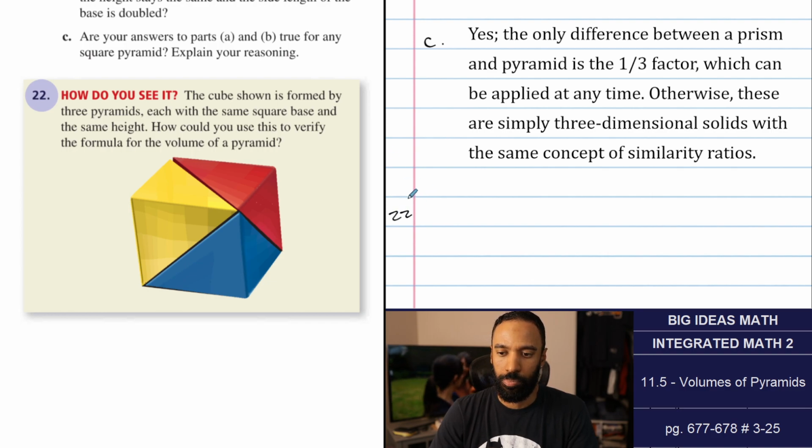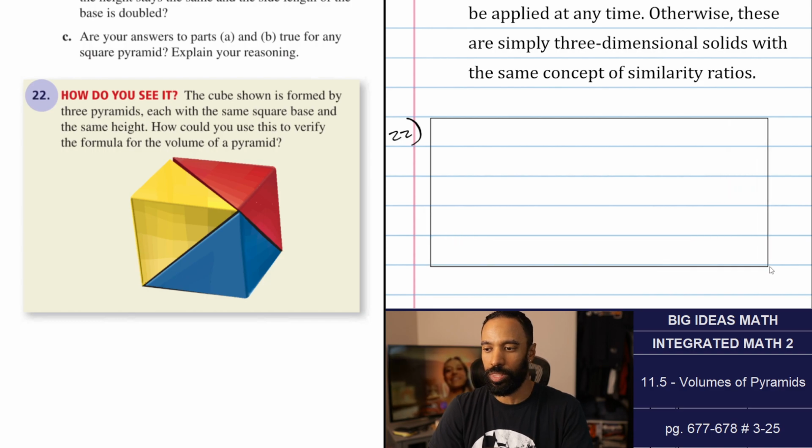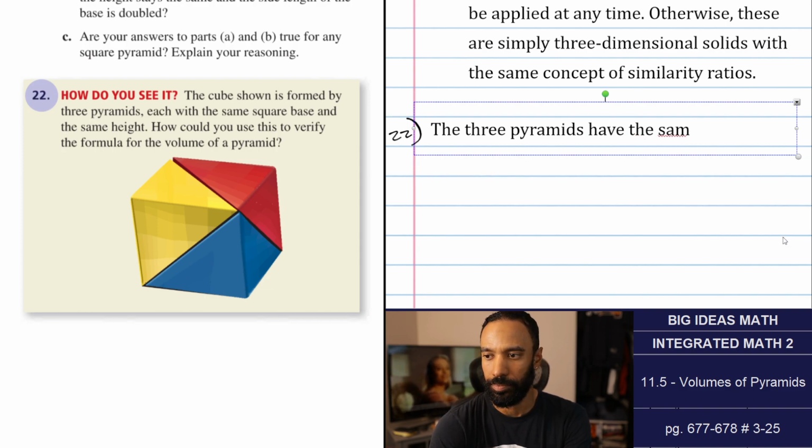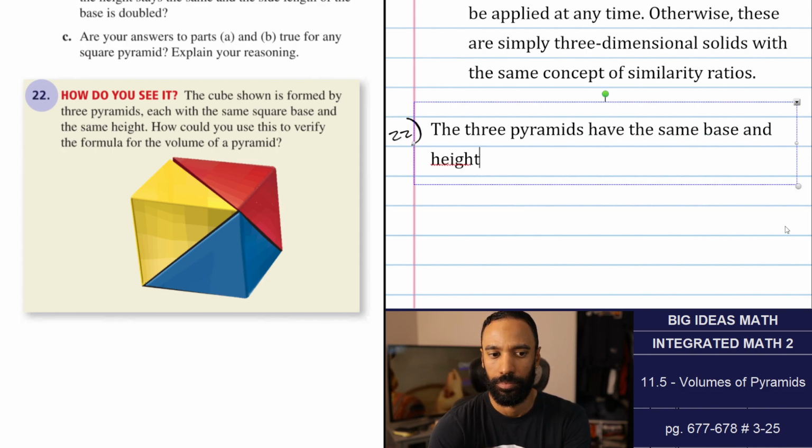It's pretty much straight up. I thought they wanted me to calculate some things within there, but they just said, how do you see it? This is a how do you see it question. So the 3 pyramids have the same base and height as the prism and the same volumes as each other.